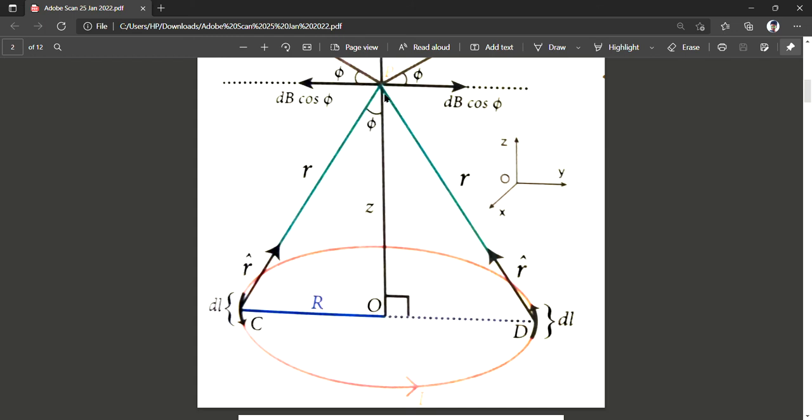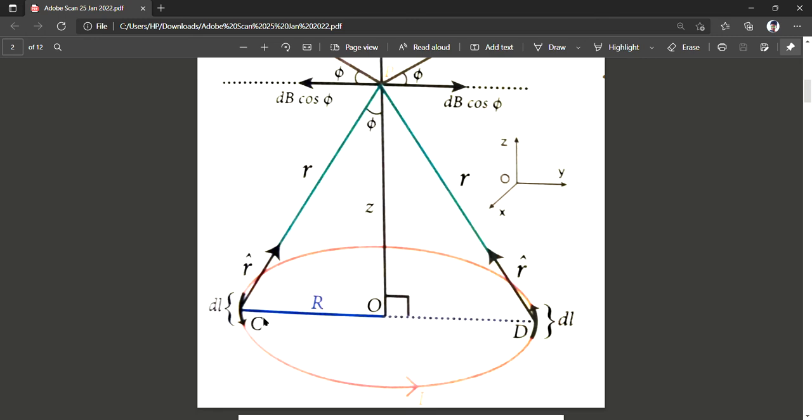Next point P. Next point C. Consider the triangle OPC. Now you have to find out the sin phi. The formula for sin phi is opposite side by hypotenuse.